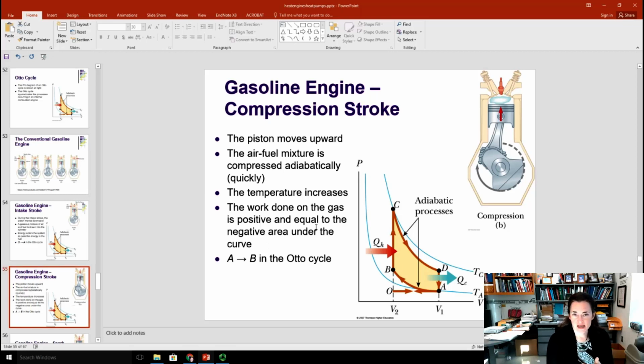The next step is called the compression stroke. The piston moves upward, and that compresses the air-fuel mixture adiabatically, which of course means quickly. When this happens, PV = nRT, and so the temperature rapidly increases. The work done on the gas is positive, and it's equal to the negative area under that curve. This is step A to B in the Otto cycle, going up along that adiabat. The blue lines here indicate isotherms, and remember that adiabats are steeper than isotherms.